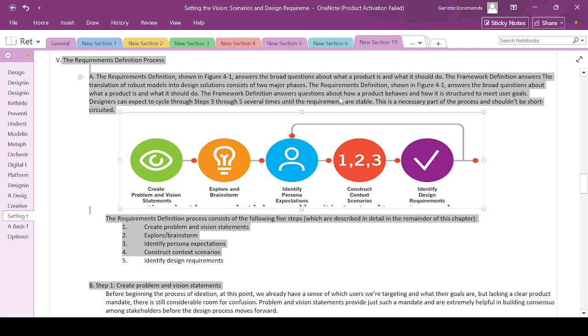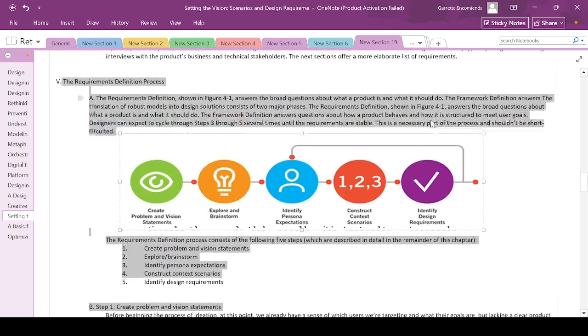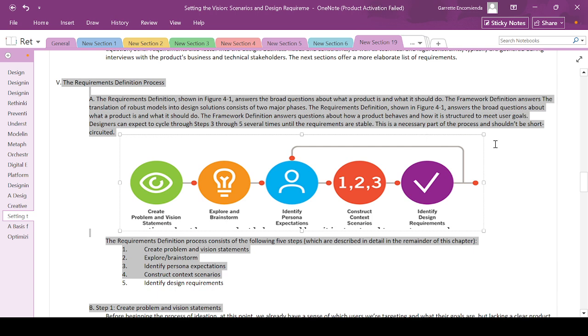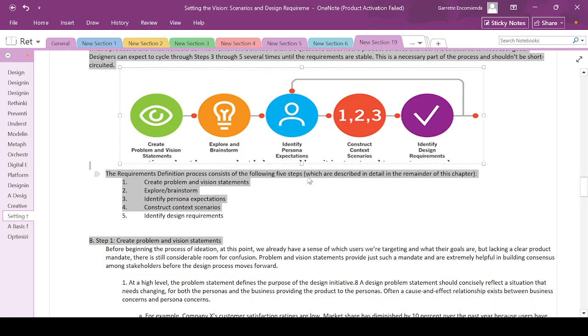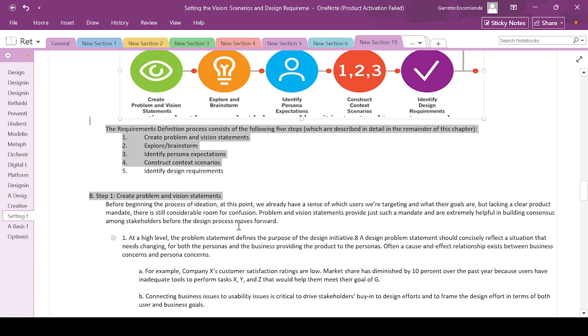The framework definition answers questions about how a product behaves and how it's structured to meet user goals. So the framework definition is more about the how, it's not about the what. Designers can expect to cycle through steps 3 through 5 several times until the requirements are stable. This is a necessary part of the process and shouldn't be short-circuited. So it's an iterative process to create these requirements because we're getting more and more detail. But since we have created a solid foundation for persona, we are on a better footing.